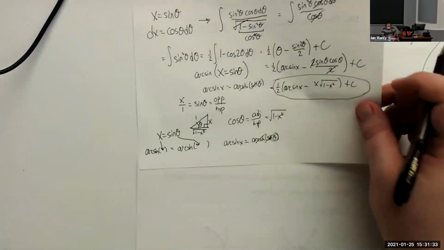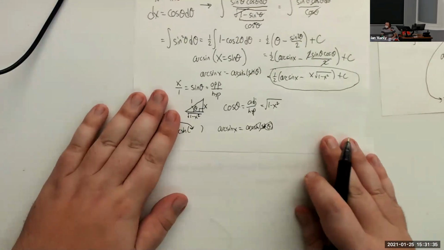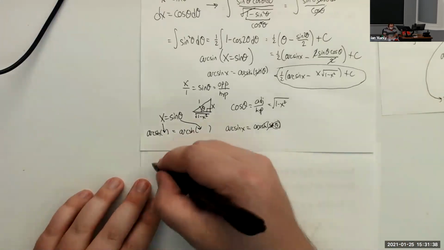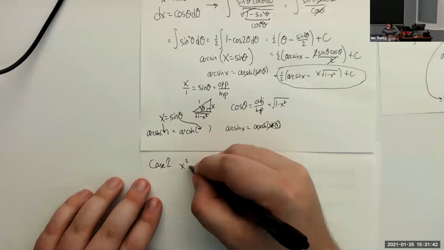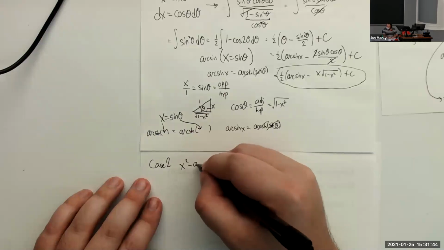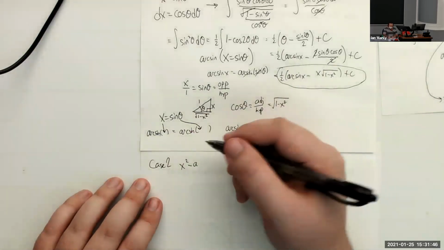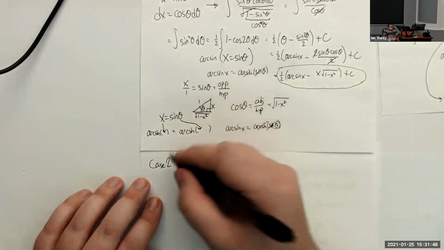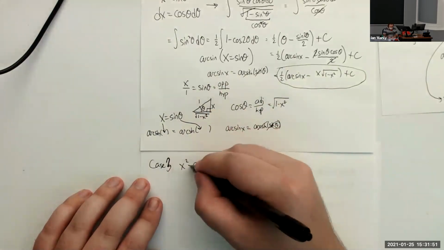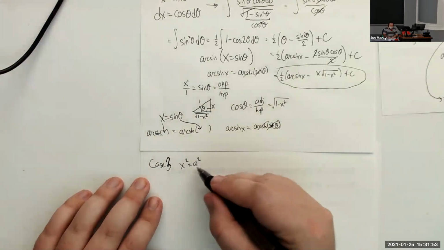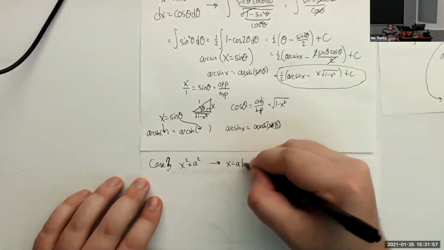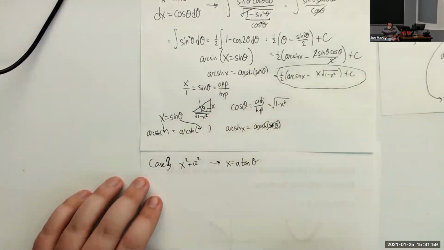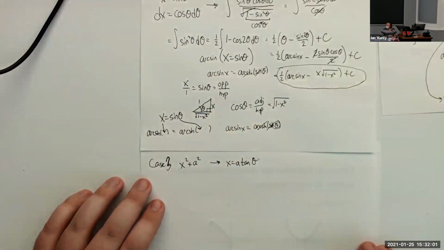All right, let's take a look at a case 2 one here. So case 2, remember that was x squared minus... Oh, I labeled this differently in my notes here. I'm going to do case 3, which is x squared plus a squared. And remember, with this one, we're going to have x substituting in for a tangent of theta.